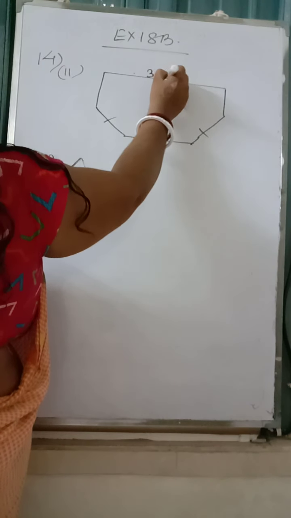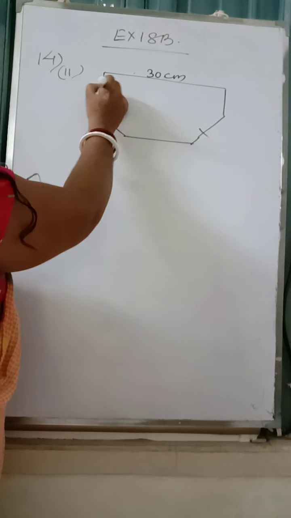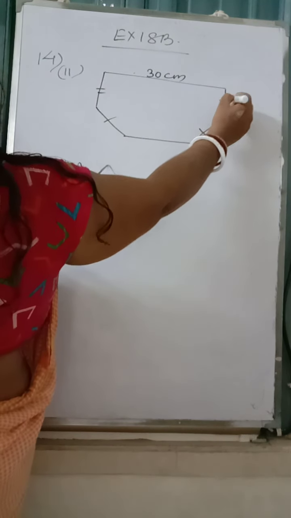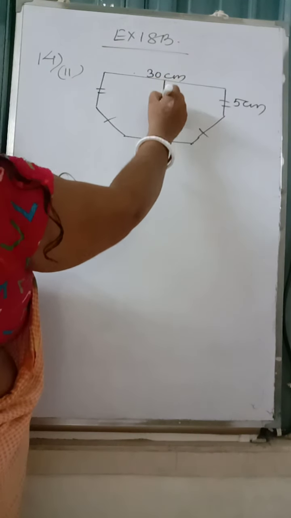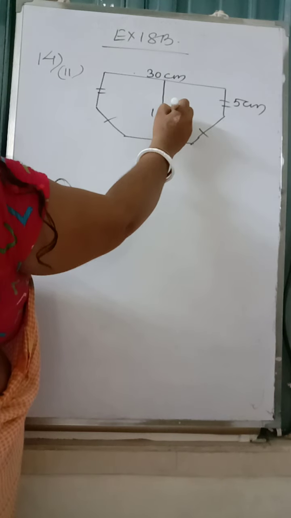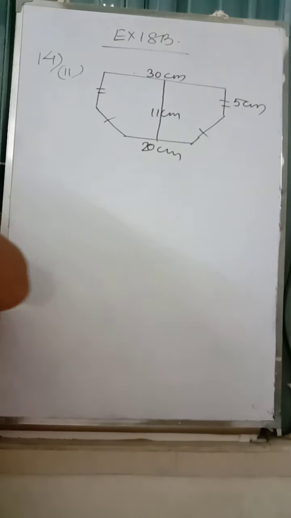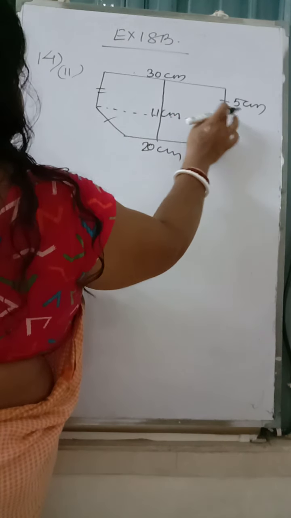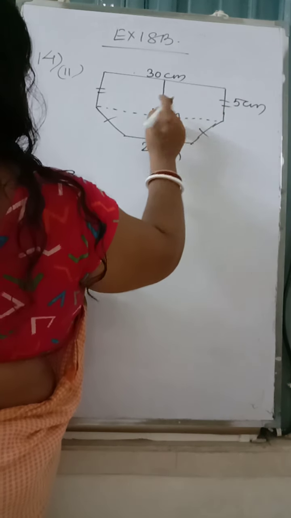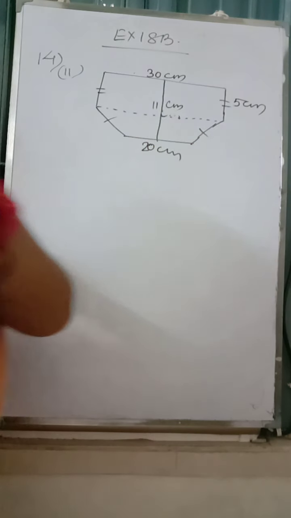30 centimeter. This is equal to this, 5 centimeter. Okay. And this is 11 centimeter. Okay. This is 20 centimeter. Okay. Now, I am drawing this line. This is 11 centimeter, it was the total.